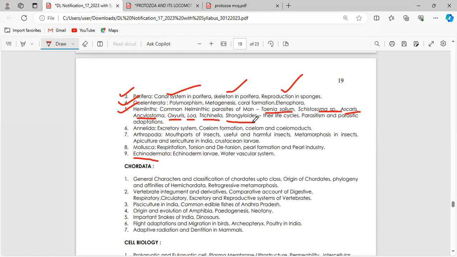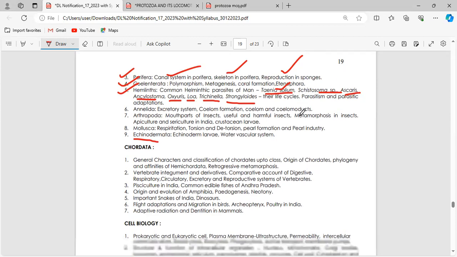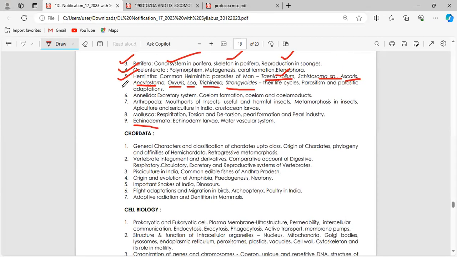And the most important thing is what are all the diseases, and if it causes any diseases, what are all the treatments and preventions available. Okay, that is very important. In the same way, we are going to read all the parasites. That's all about the helminthes. Helminthes is totally parasitic in nature, so we are going to focus on the life cycle and parasitism, and what are all the parasitic adaptations. In case they cause diseases to the host, what are all the adaptations they are undergoing? Everything will be dealt with here.